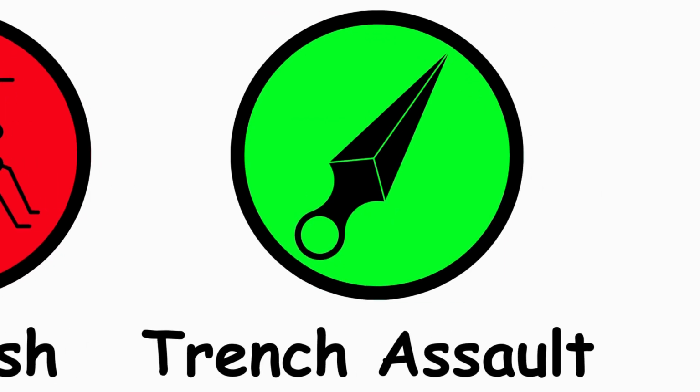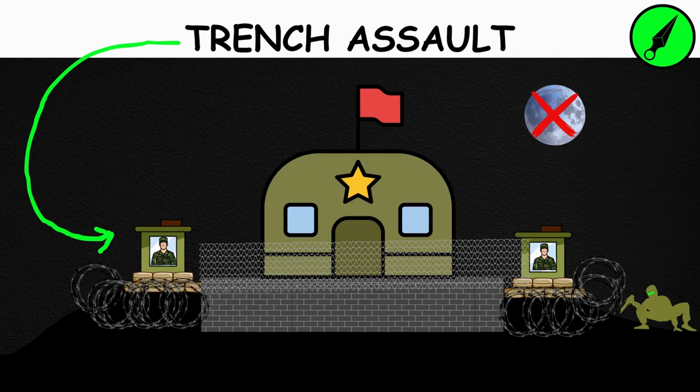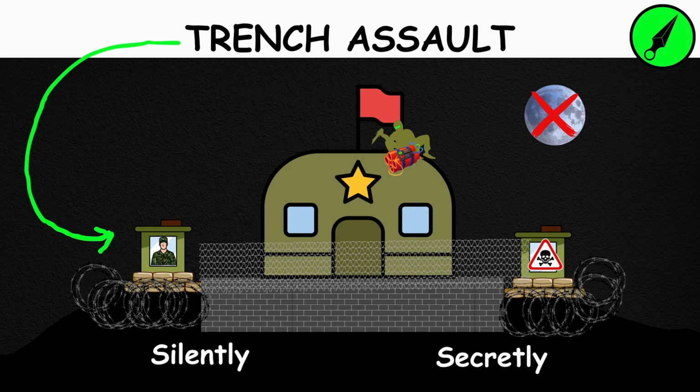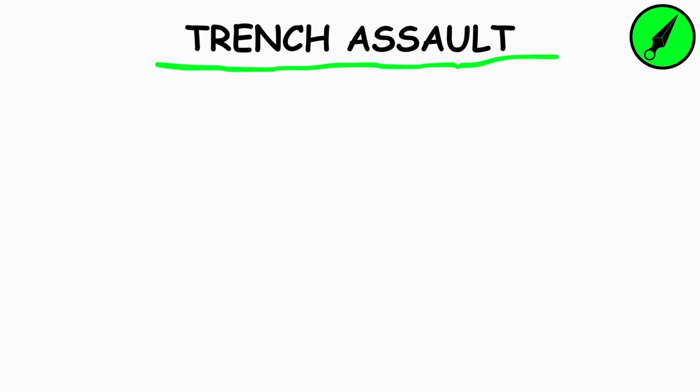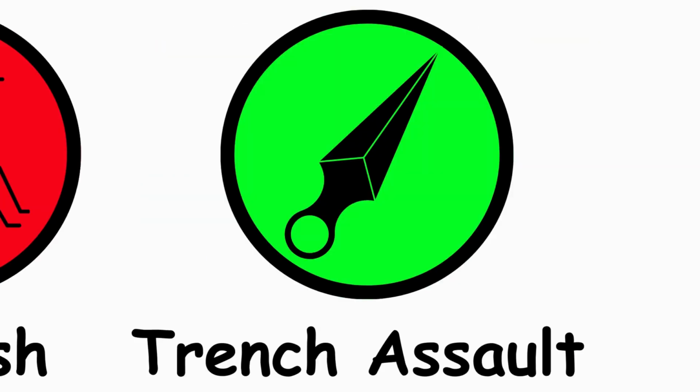Trench Assault. Trench assault is chosen at night when there is no moonlight. It aims to penetrate enemy trenches silently and secretly, kill sentries, and assassinate the main body. Although this tactic was used in the Second World War, it is still used today in the Middle East.